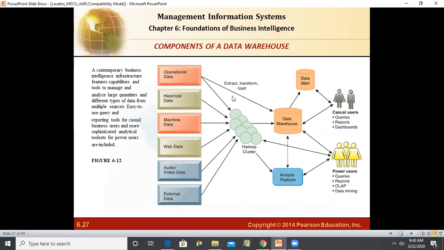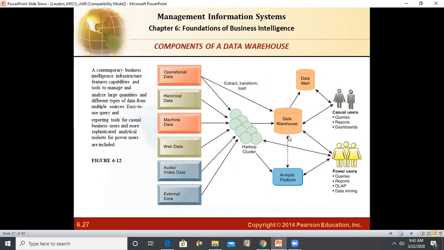contemporary business intelligence infrastructure, using the technologies we just described. The current and historical data are extracted from multiple operational systems, along with web data, machine-generated data, unstructured audiovisual data, and data from external sources. Then the data warehouse extracts, transforms, and loads this data from the multiple sources, both external and internal, including the Hadoop clusters, and transforms it as needed for the data warehouse system.